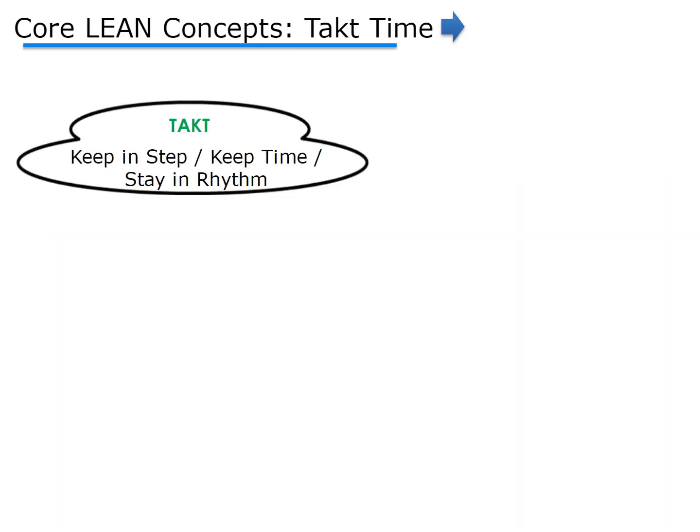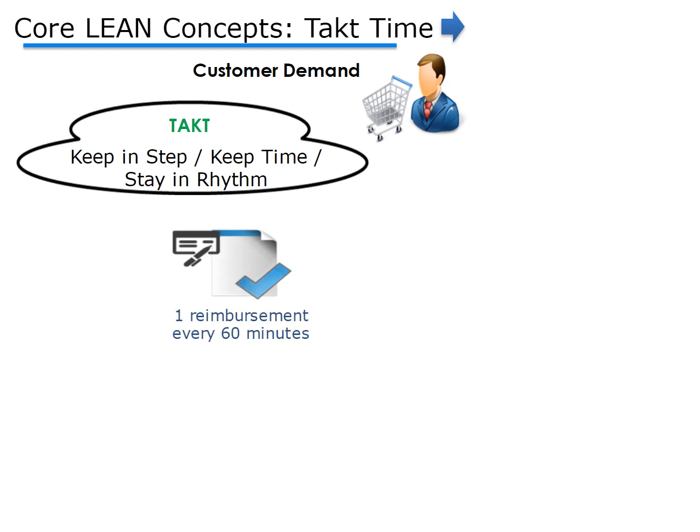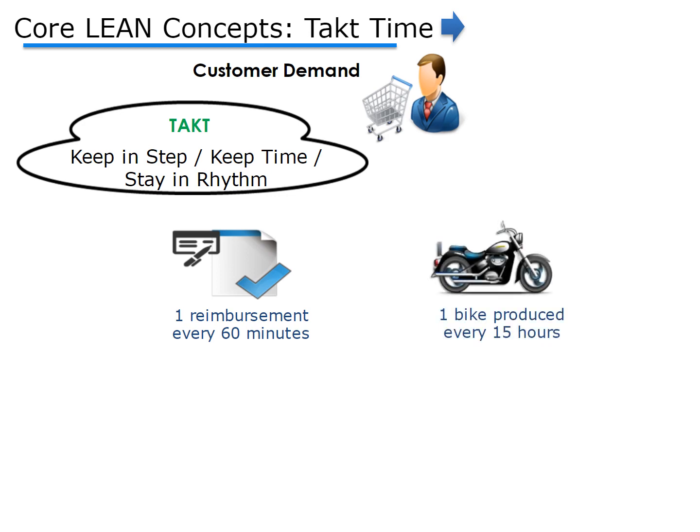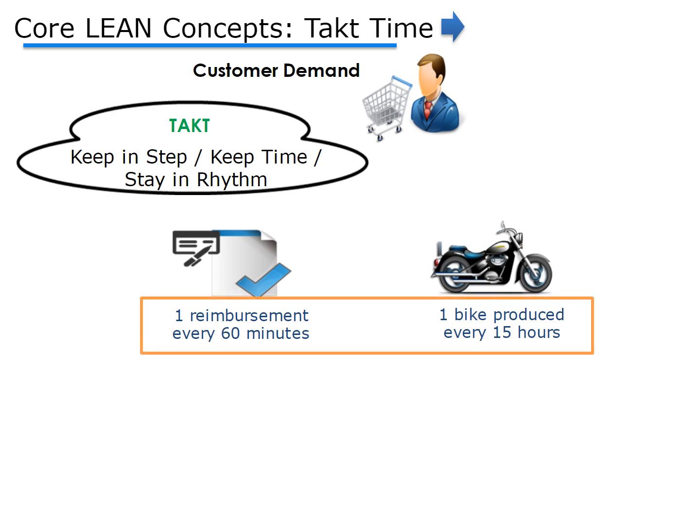Takt is a German word that means to keep in step, keep time, and stay in rhythm. The underlying rhythm is the customer demand. For example, takt time can be expressed as an insurance company approving an insurance reimbursement every 60 minutes, or a motorcycle manufacturer producing a motorbike every 15 hours. Takt is the time interval at which each consecutive output will be delivered regardless of what the output is.